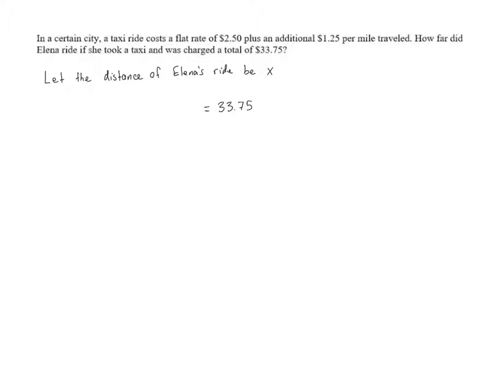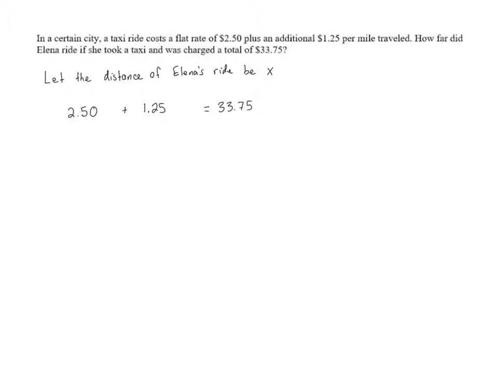A taxi costs a flat rate of $2.50 plus an additional amount per mile. So we know that when she steps in, she's immediately charged an initial rate of $2.50, but then plus an additional amount per mile. Now we know that it's $1.25 per mile. If she had only traveled 1 mile, this would be an additional $1.25. But she probably traveled much further than that. At least it looks like it by these numbers.